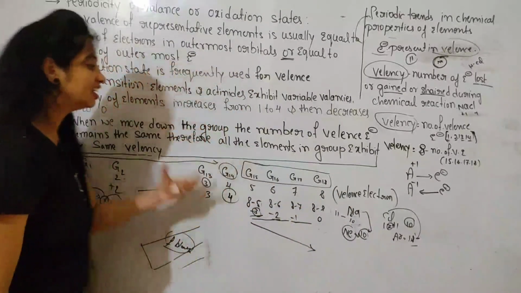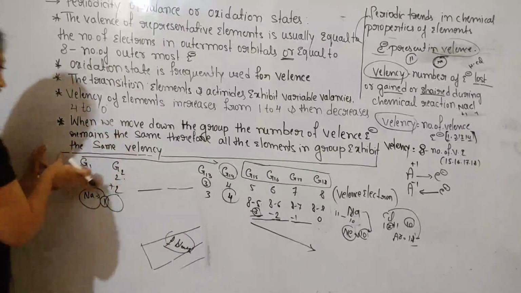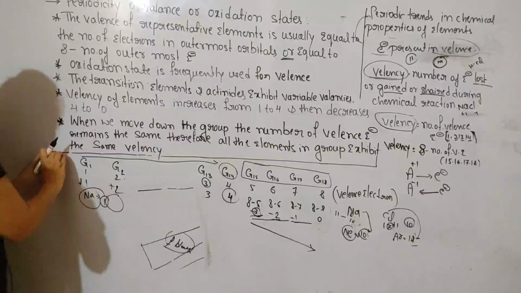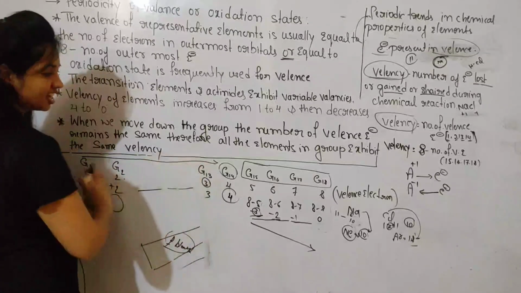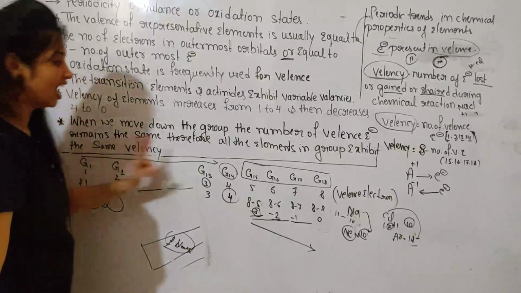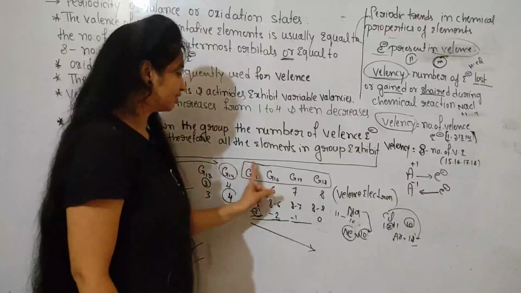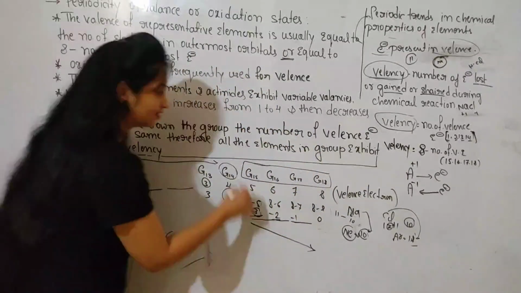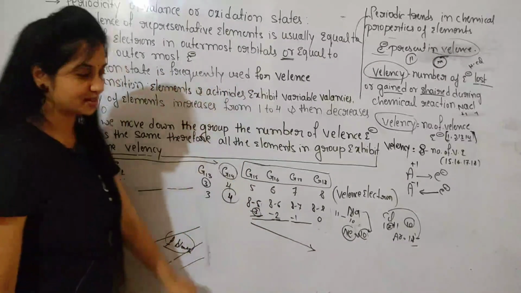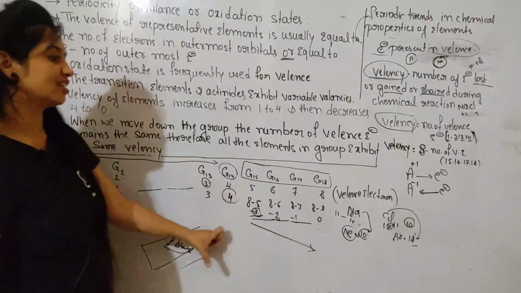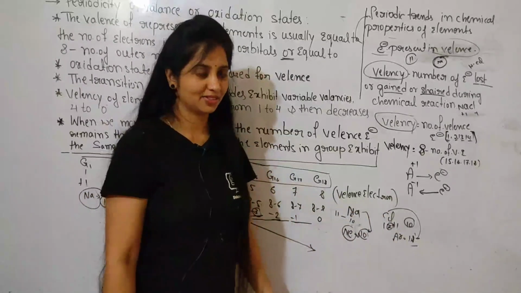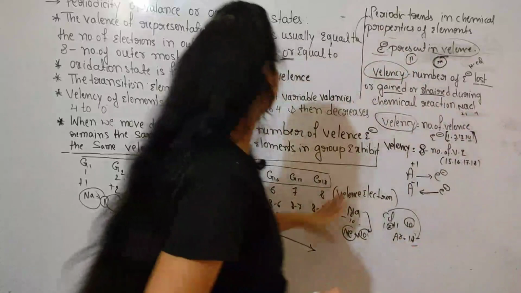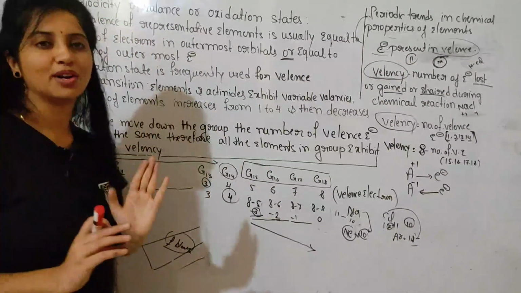So the trend in valency across a period is that at the start the valencies increase, and next in groups 15, 16, 17, 18, at the end, the valency decreases. So this is the trend of valency of the elements. And next I wish to summarize this video in these 5 points.